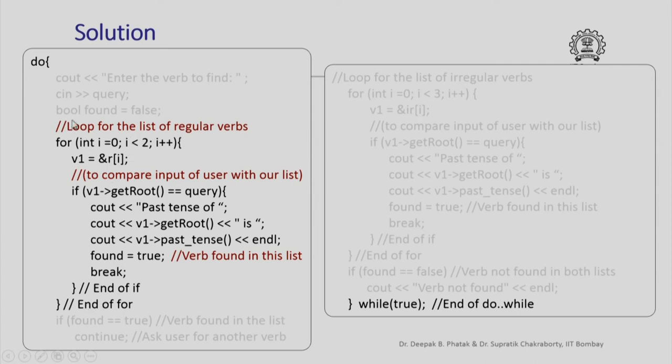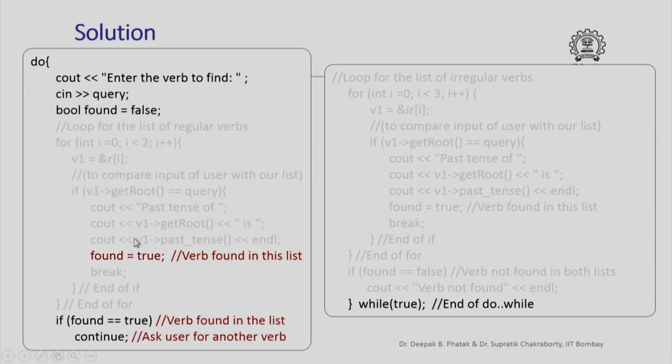So, this is the end of the for loop searching over the list of regular verbs. And if it did find this verb within this list of regular verbs, then it will continue, which means it will go back to the beginning of the loop and again ask for the next verb to find and restart the whole process. However, if it did not find the input verb in this list of regular verbs, then found would be set to false, because note that it was initialized to false and it is set to true only when I have found the regular verb in this array of regular verbs. So, if I do not find it, found would still be false. So this if found is true, then continue statement won't be executed.